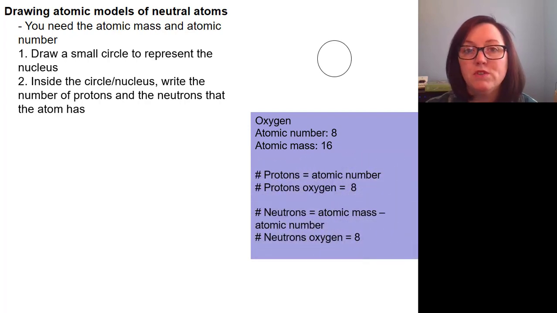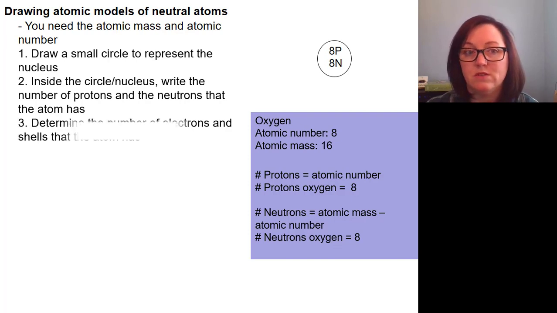Don't forget the number of protons is equal to the atomic number, so 8. The number of neutrons is equal to the atomic mass minus the atomic number, so 16 minus 8 gives us 8. So we write 8p to represent 8 protons and 8n to represent 8 neutrons.